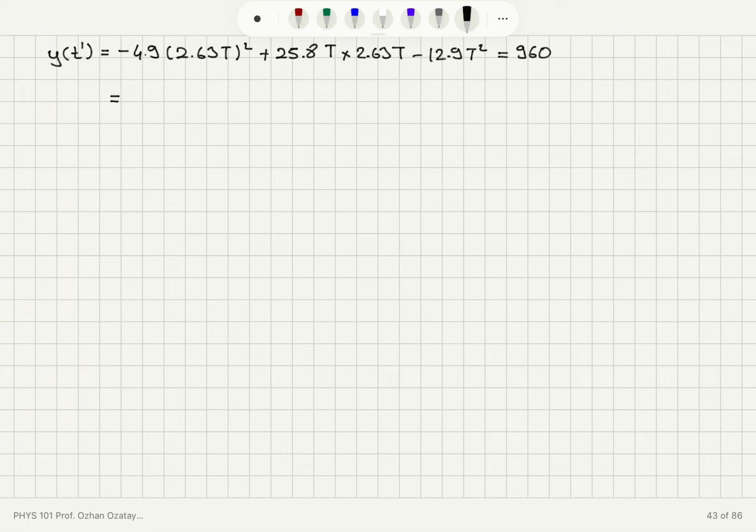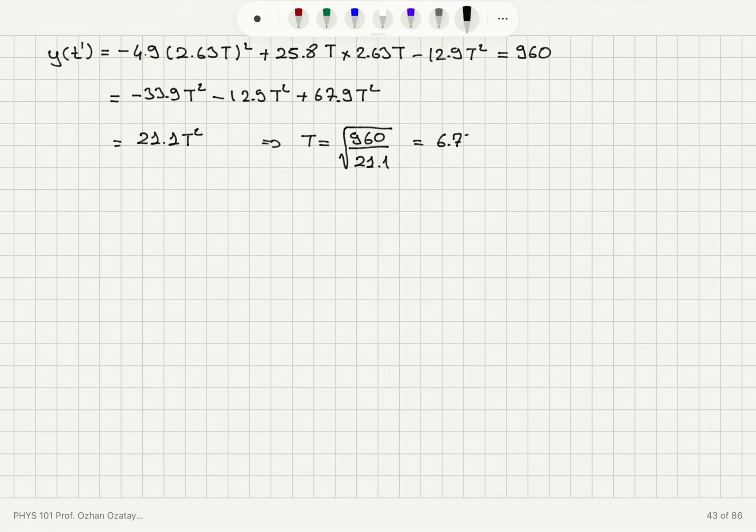So this I have found is minus 33.9 capital T squared minus 12.9 capital T squared plus 67.9 capital T squared, and this adds up to 21.1 capital T squared. So therefore capital T has to be the square root of 960 divided by 21.1, which is 6.75 seconds.